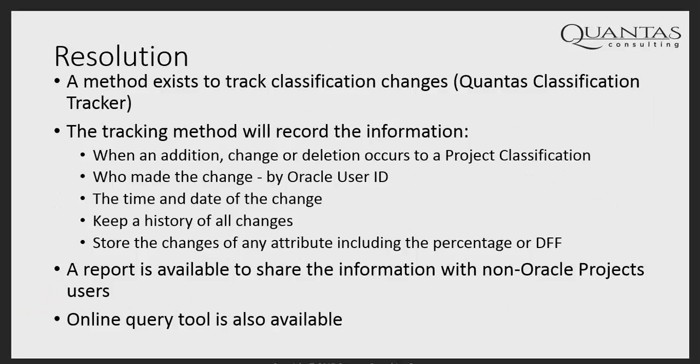So how this has been resolved: a method exists to track the classification changes, and that's the Quantas classification tracker. The method will record the addition, change, or deletion of a classification on a project, as well as who made the change, by Oracle user ID. The time and date of the change is tracked, and it keeps a history of all the changes, as well as the attributes or percentages if those have been changed.